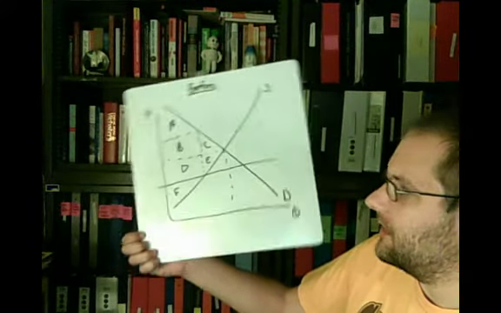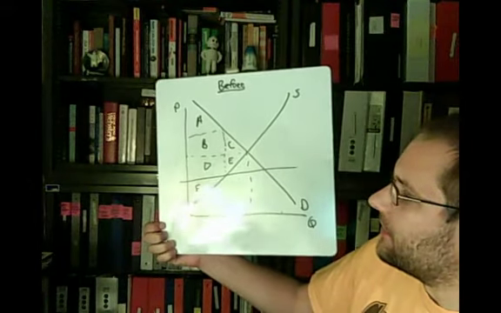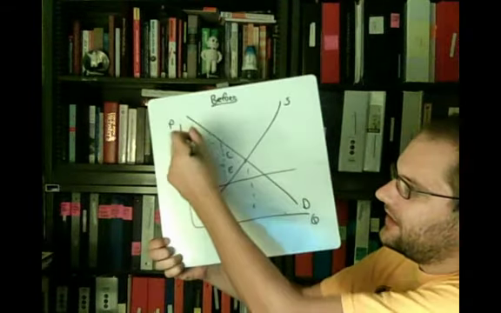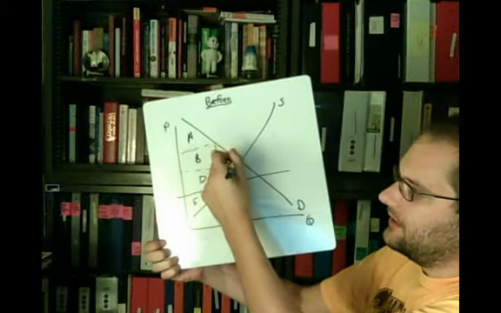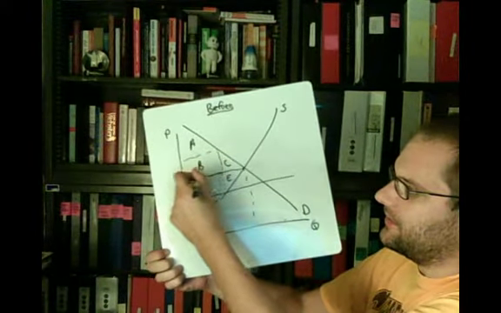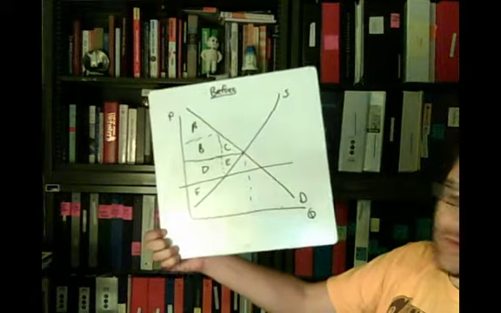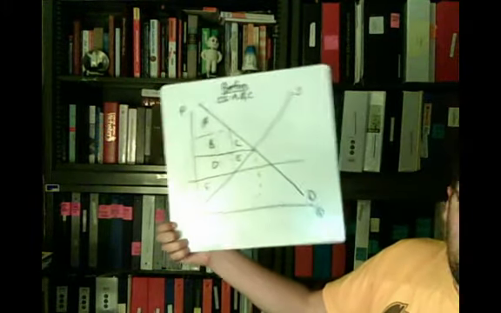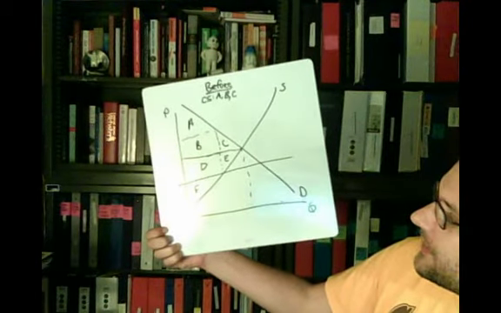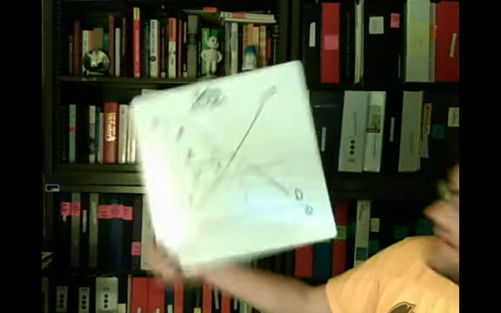So before the law that made the price ceiling meaningful, the consumer surplus would have been what? Would have been areas A, B, and C, right? Because this would have been the price, the equilibrium price. So before the law was passed, the consumer surplus was A, B, and C. And what was the producer surplus? Well, the producer surplus would have been areas D, E, and F.